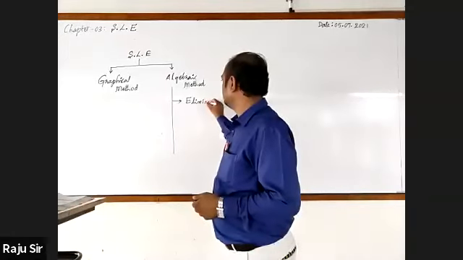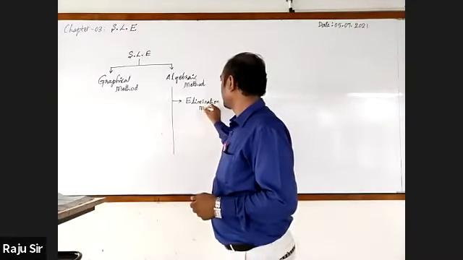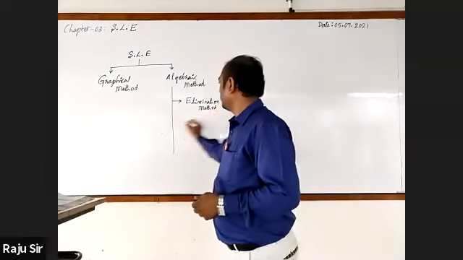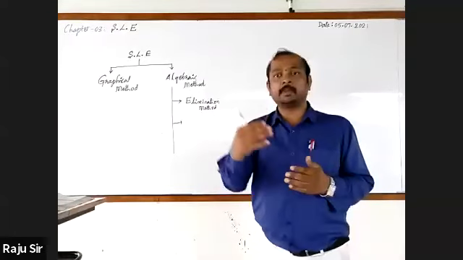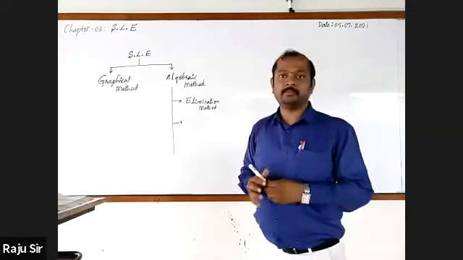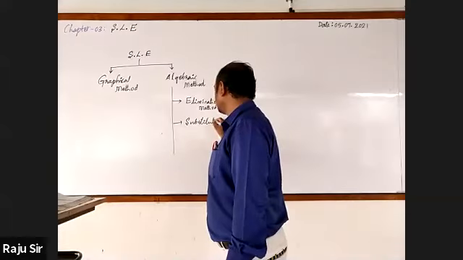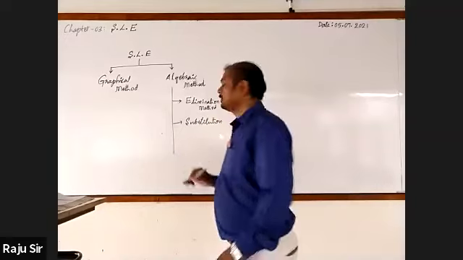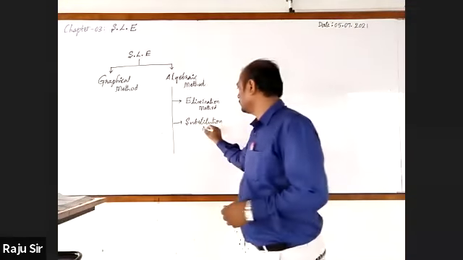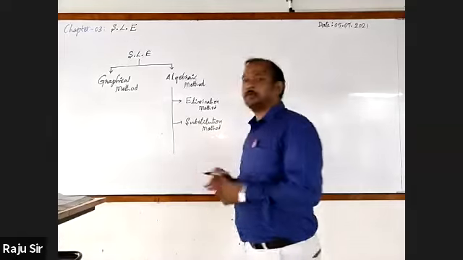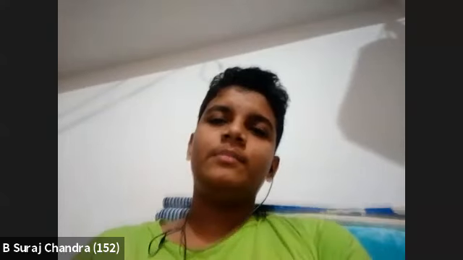Observe. The first one is called, I'm going to take in order, the elimination method, which means that we will go for eliminating, removing the variable one by one to get another variable. I will explain it. Second one is the substitution method. And the third one, cross multiplication method.